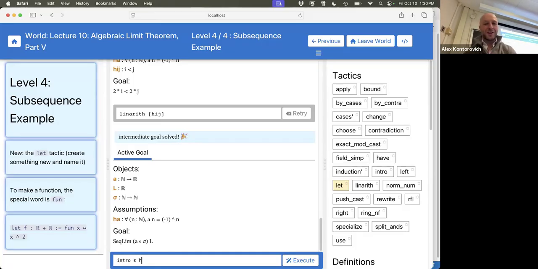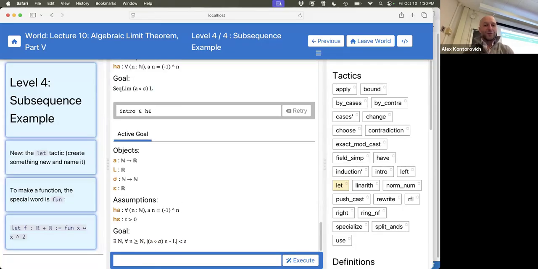Okay, next, why is the sequence converging? So intro epsilon, h epsilon. Which value of n should we use? This is now the constant sequence. Not yet, but it will be. So what value of capital N? 0 or 6 or 7, whichever one you want. 41. Okay, intro n, hn.